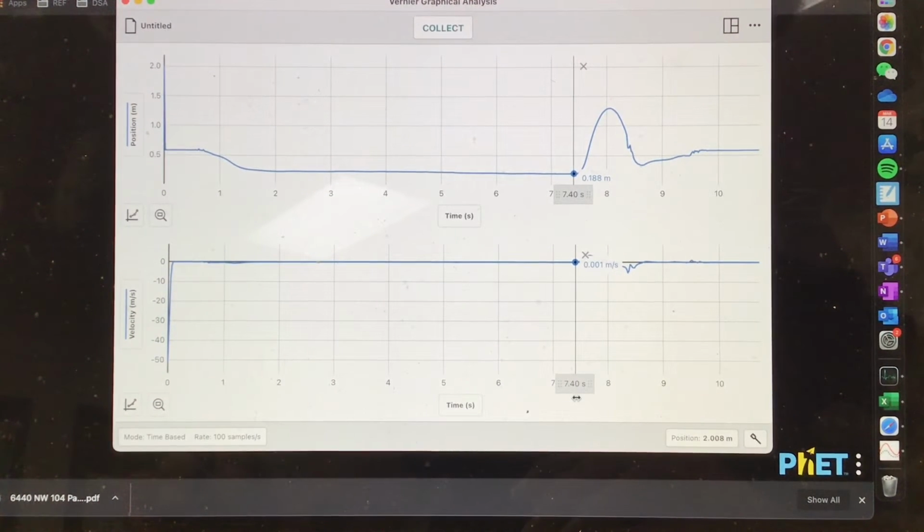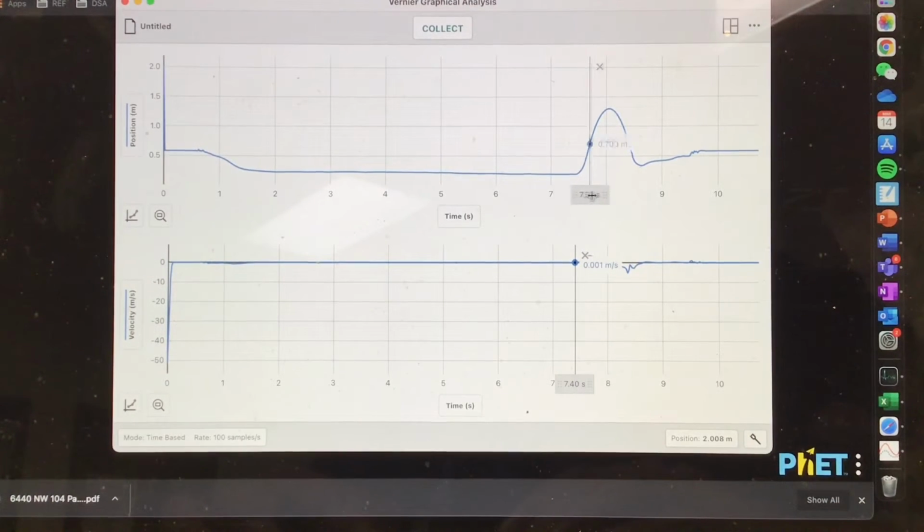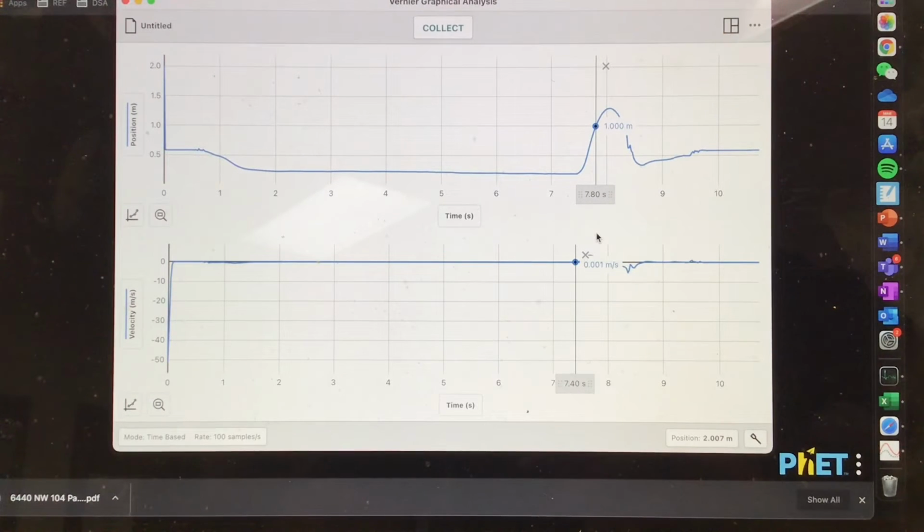Now we need to find a point between release and the top. What I'm going to use is probably this point, 7.80, which also makes your calculations a little bit easier because, as you can see, at 7.80 seconds the soccer ball was 1 meter above the motion sensor. So 7.80 seconds. The velocity at that moment is 2.408 meters per second.